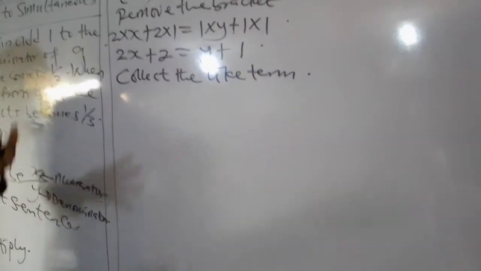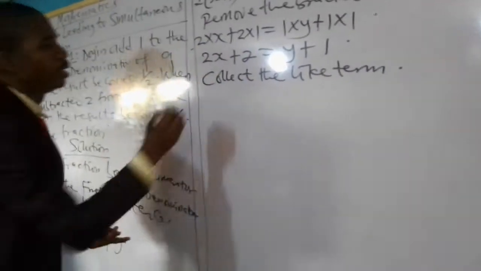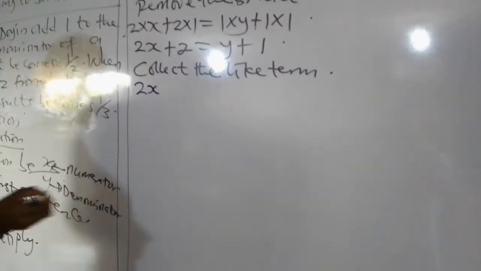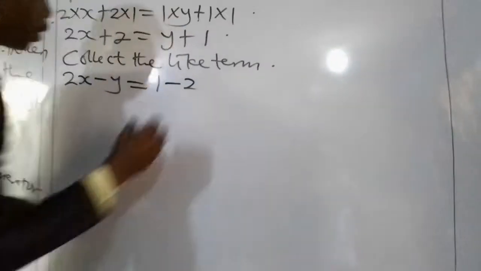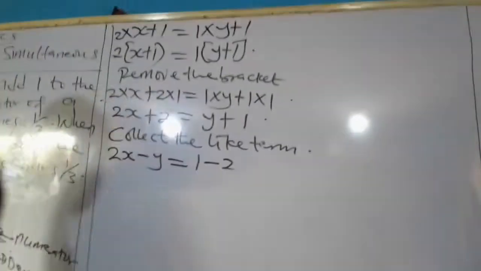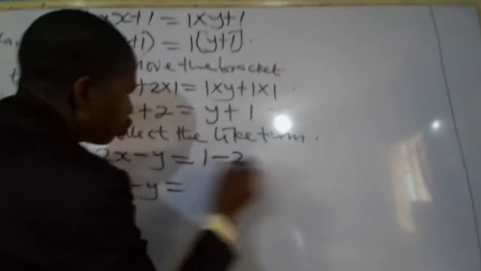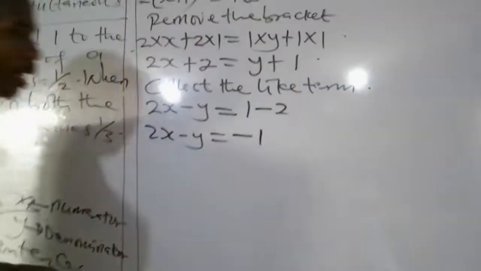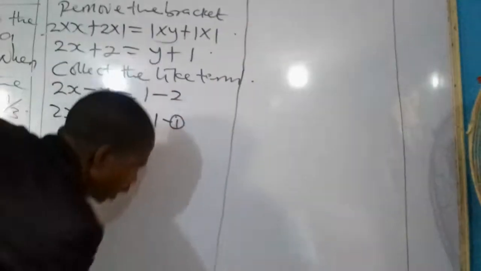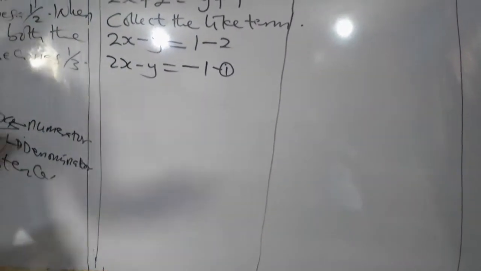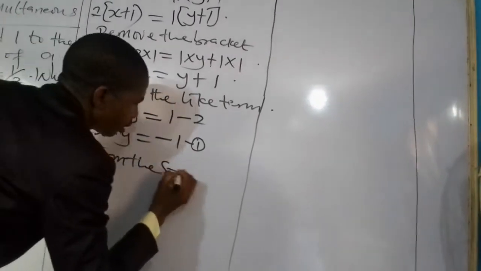Collecting like terms, we collect the ones that are common to both the left hand side and the right hand side. That is 2x minus y equals 1 minus 2, because when a term crosses the equals sign, it changes its sign. So 2x minus y is equal to minus 1. This is called our equation 1.